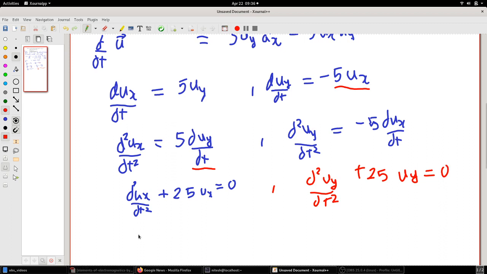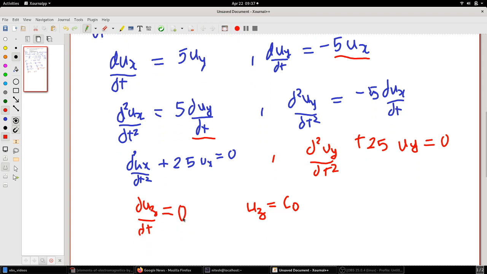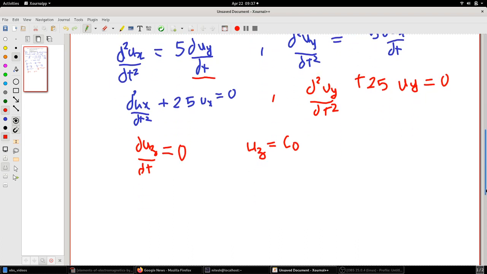You know that duz by dt is equal to 0. So you can directly assume uz is equal to C0. If I integrate on both sides, because there is no uz term here which is changing with respect to time, I get uz equal to some constant of integration, which is C0. We'll assume it. Okay, so you have this equation, this equation, and this equation with you.